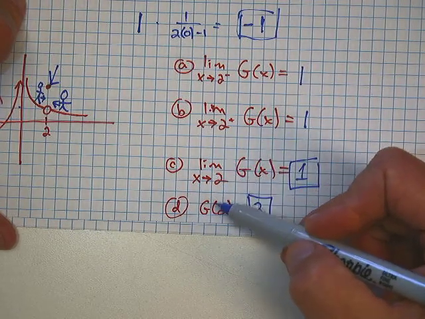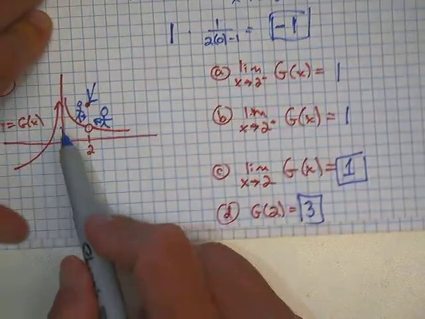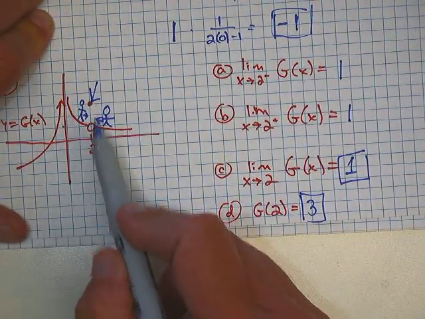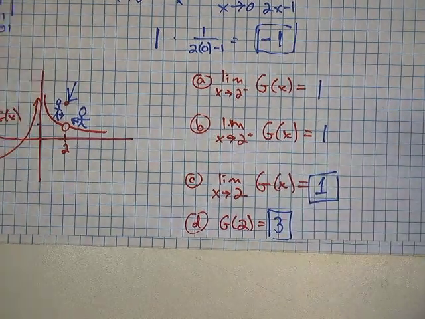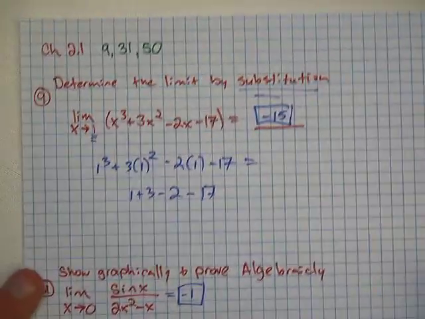This is going to lead us into our next chapter. The limit as x approaches 2 does not equal g of 2. That tells us that that function is discontinuous. So that's just a little lead into the next chapter.